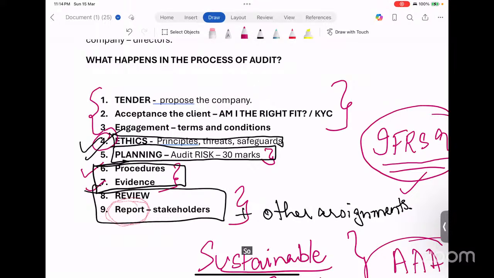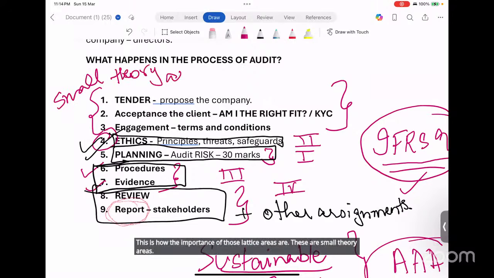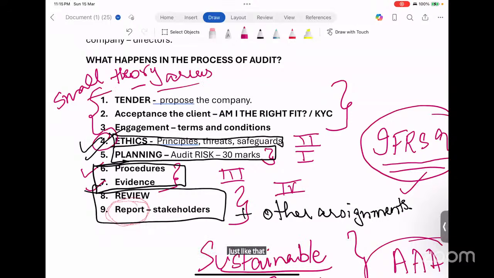So what is the chronology? First, second, third, fourth. This is how the importance of the syllabus areas goes. These are small theory areas, so we'll just cover them casually.